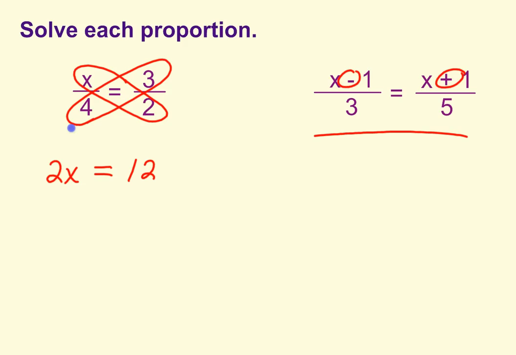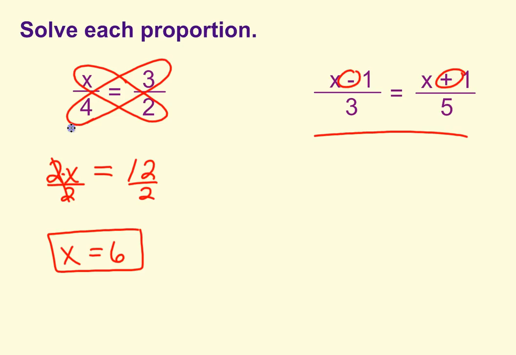So we have 2x equals 12, so you go to where x is. It's being multiplied by the 2. So we'll do the opposite of that and divide both sides by 2. And we get x equals 6. So that's your simple proportion. We cross multiplied to get out of the fraction.